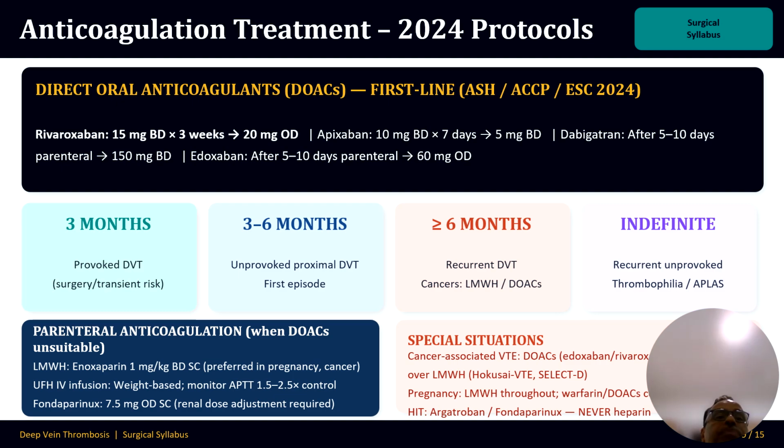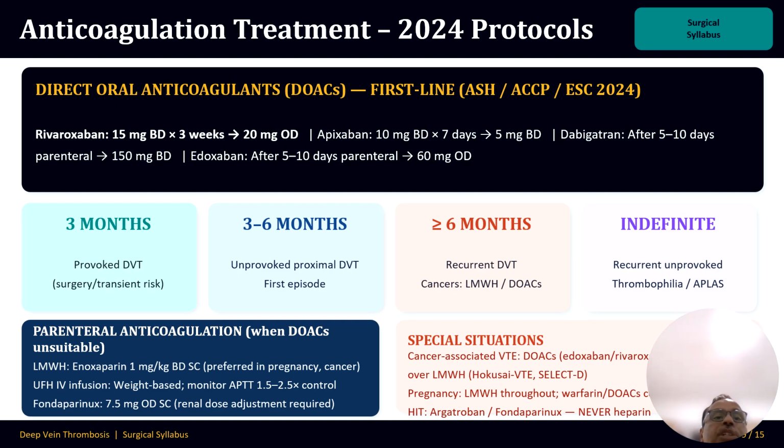The duration of these direct oral anticoagulants is 3 months for a provoked DVT, that means any surgery or a transient risk. 3 to 6 months for unprovoked proximal DVT, which is a first episode. It should be given for more than 6 months if there is a recurrent deep vein thrombosis or malignancies, and it should be given indefinitely if there are recurrent unprovoked deep vein thrombosis or in patients with thrombophilia.